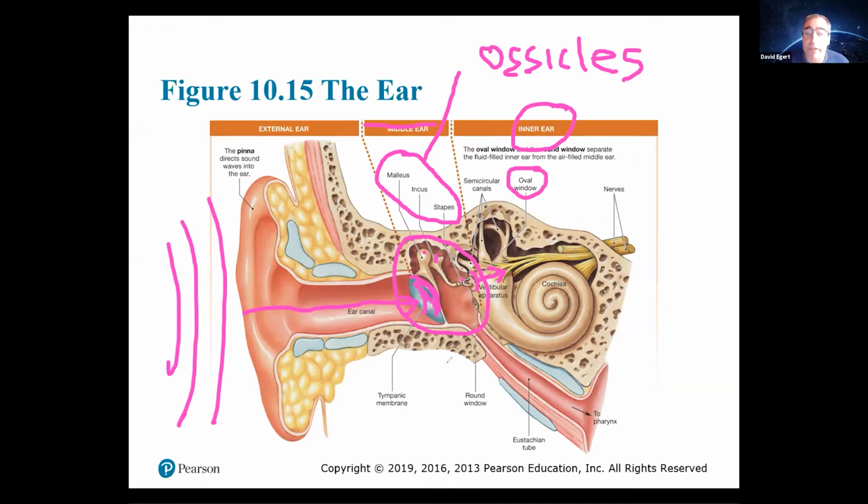If the sounds are really loud, we have these little muscles, the tensor tympani and stapedius. For this class, you don't have to memorize their names, but you should know that there are little muscles in your middle ear that can tighten up and reduce the transmission of vibration if it's really loud. It's one of the ways you can protect your inner ear.